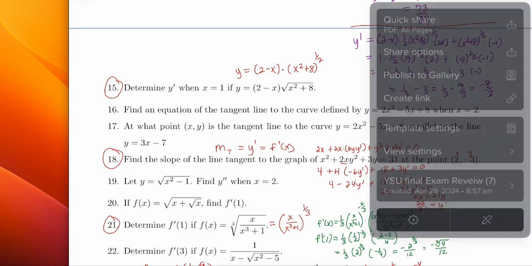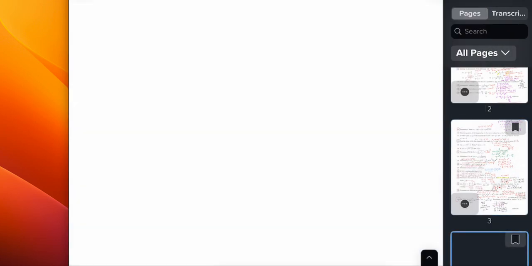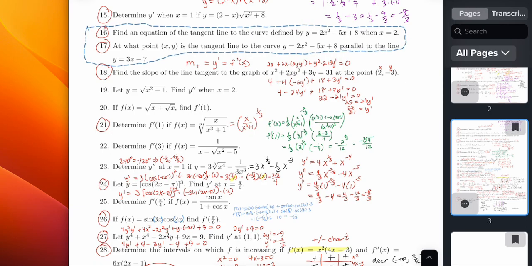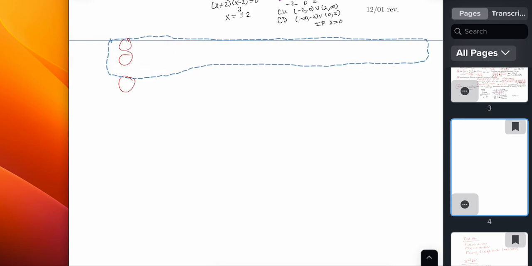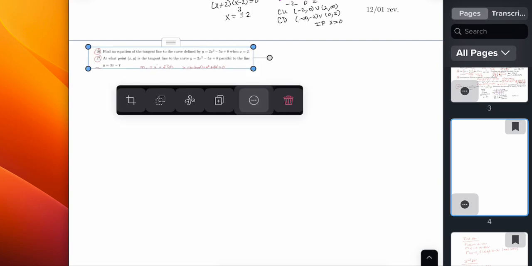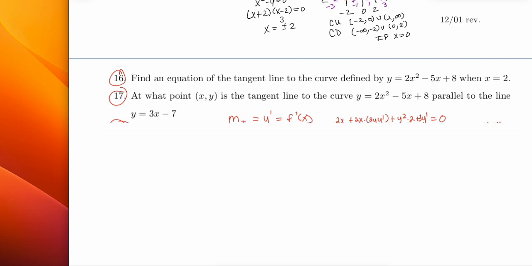I want to add a page here so that I can have somewhere to write. Okay, so 16 and 17 is up next. Let me take a little screenshot here. Okay, so let's start with 16.